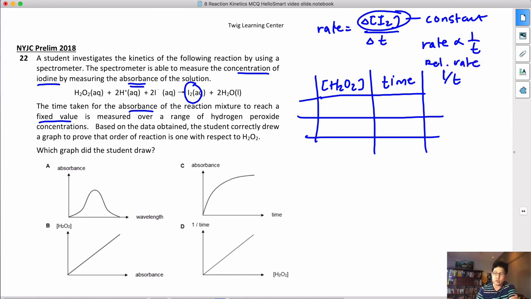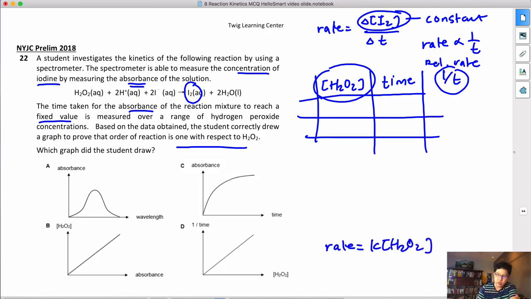So what you need to do is plot a graph of rate versus concentration of H2O2 in order to find the order of the reaction with respect to H2O2. Since the question says it is first order with respect to H2O2, it looks like the answer would be this, because rate equals k[H2O2], so rate versus concentration of H2O2 is proportional, and this is rate. Okay, and yeah, it's proportional. Alright, so the answer is D.